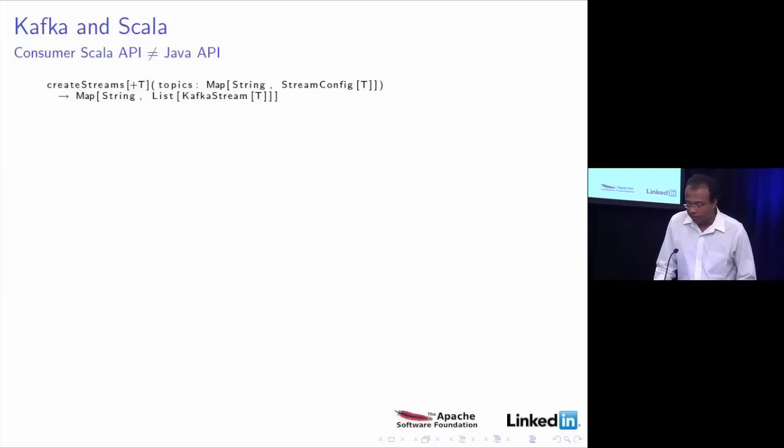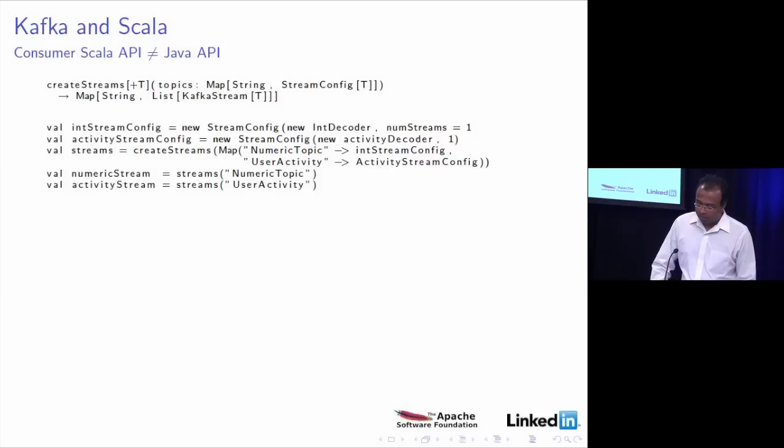Basically, it takes a map of topics to stream configs. So if you want to consume from a bunch of topics, you would provide the topic names in a map along with the configuration for the stream you want to consume from. And I think some code will make it clearer.